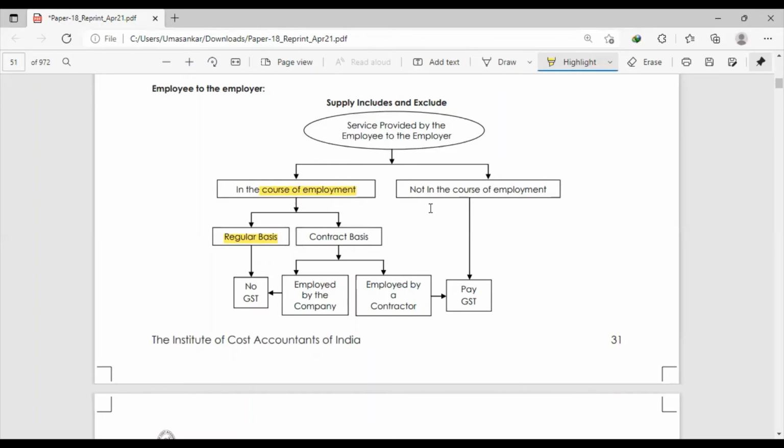If you are on a contract basis, meaning temporary, there is no employment agreement, then you need to pay GST because of the contractor. Same in the case of not in the course of employment, you need to pay GST. This chart will help you to understand the relationship.